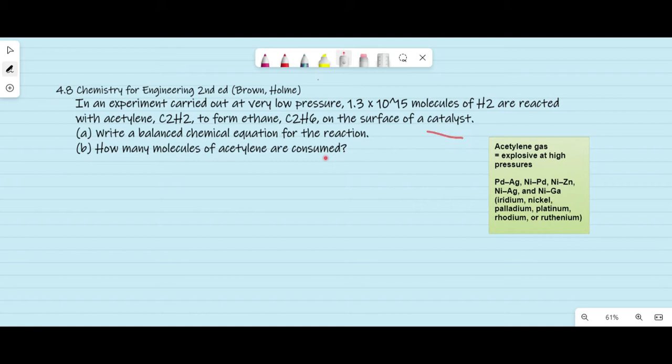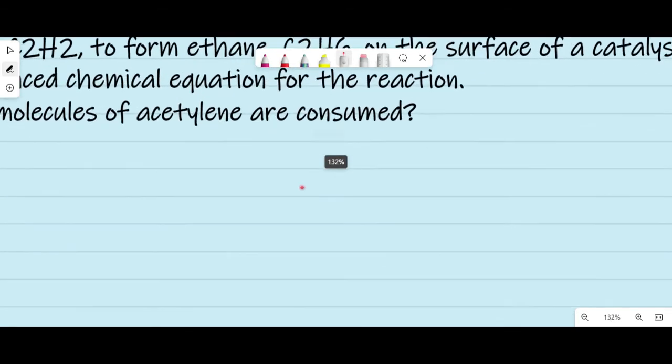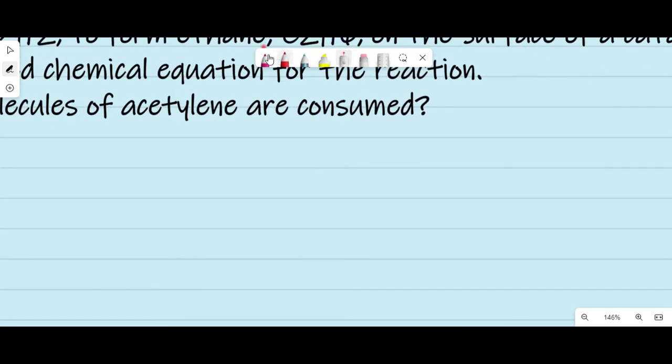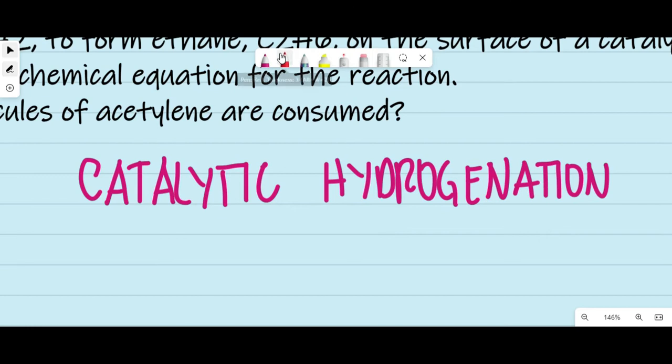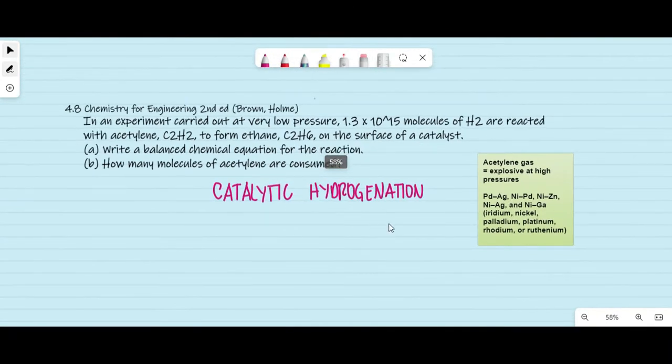So what do we call this reaction, by the way? We can call this reaction based on the reactant. We have hydrogen, so acetylene is being hydrogenated and there is a catalyst. So this reaction is called catalytic hydrogenation. And notice that it states that there is a catalyst involved.